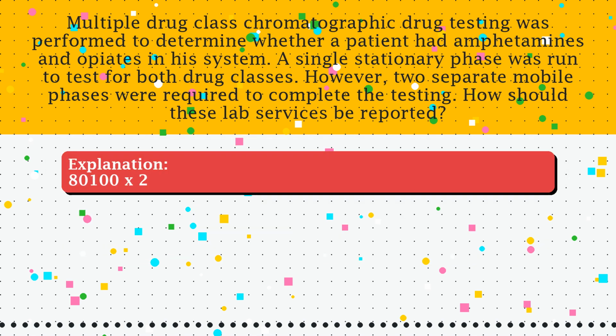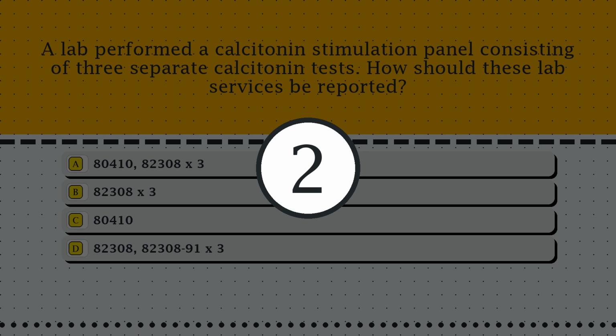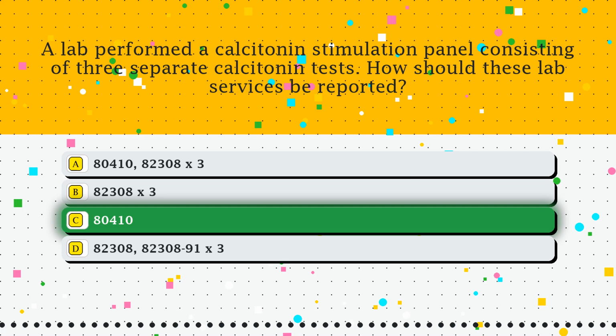Question 125. A lab performed a calcitonin stimulation panel consisting of 3 separate calcitonin tests. How should these lab services be reported? Option A: 80410, 82308x3. Option B: 82308x3. Option C: 80410. Option D: 82308, 82308-91x3. The correct answer is option C: 80410.